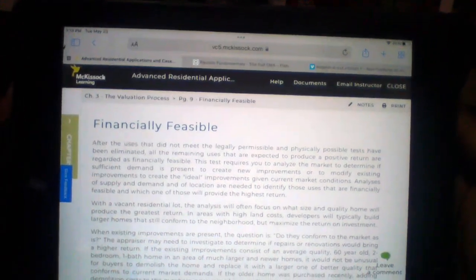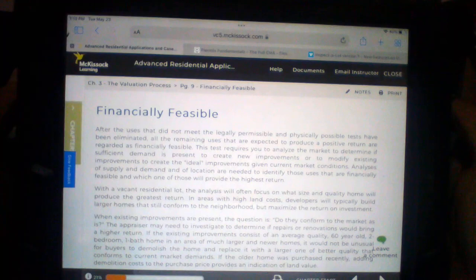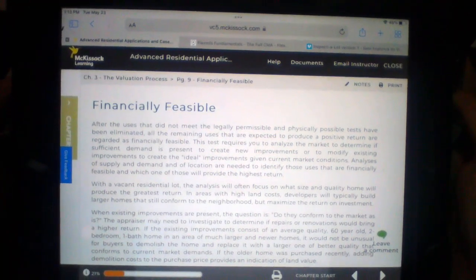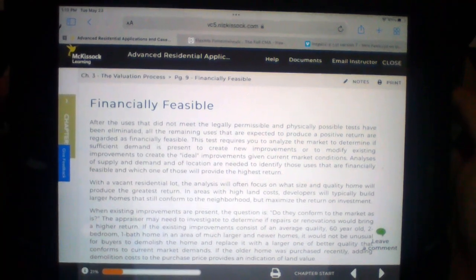Advanced Residential Applications and Case Studies. Chapter 3, The Valuation Process. Page 9, Financially Feasible.